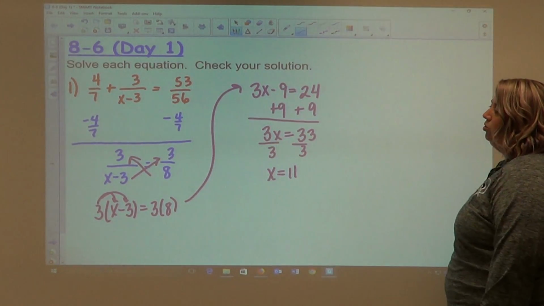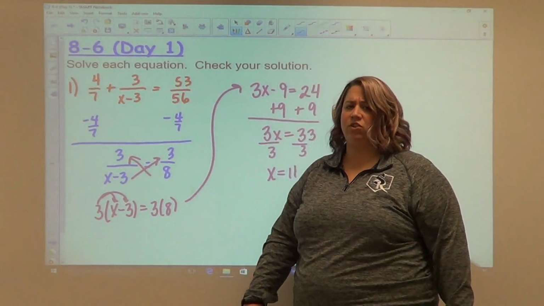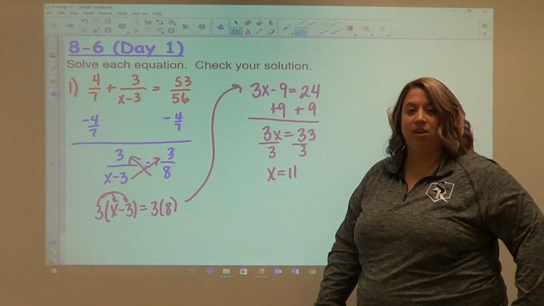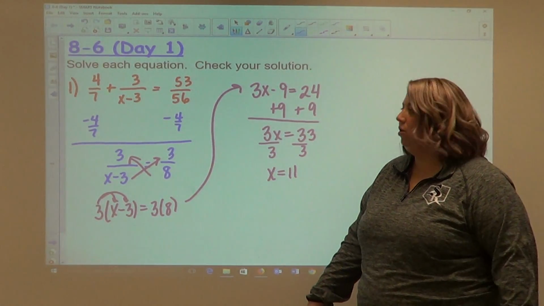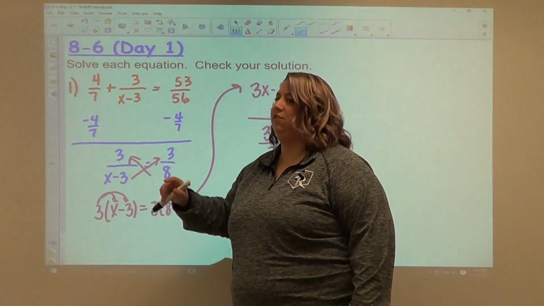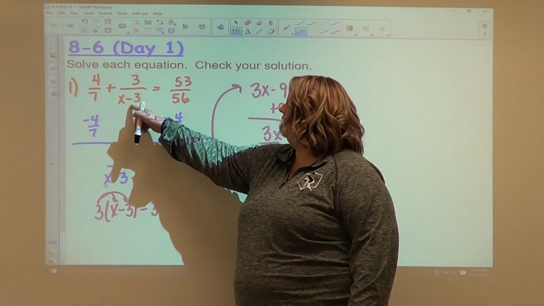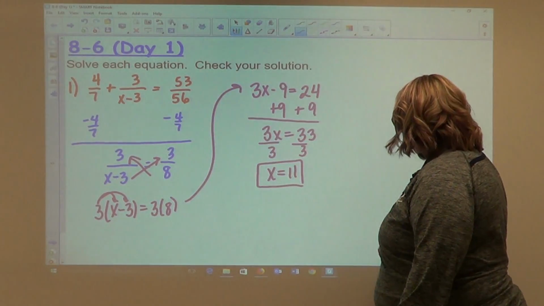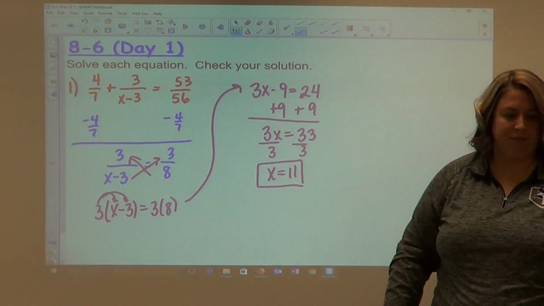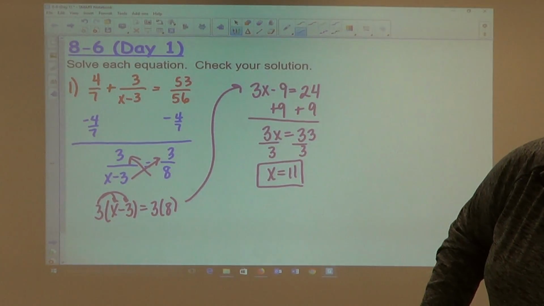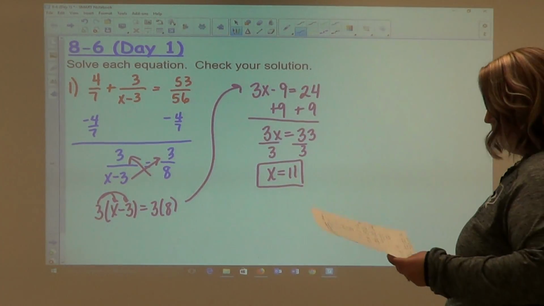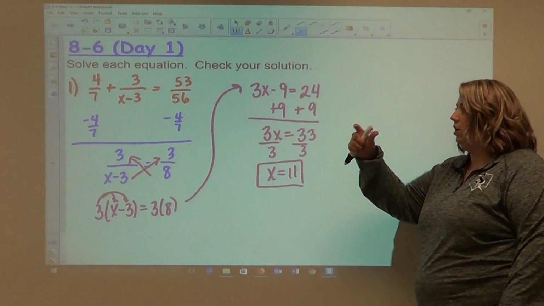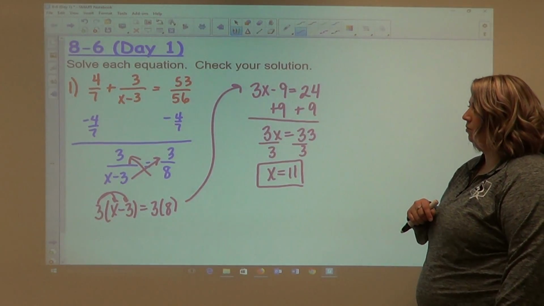Okay, check your solution. Here's what you have to check. You don't have to check the whole thing. You need to make sure it doesn't make any of the denominators 0, because you can't divide by 0. So my only fraction that has a variable in it is the second one, and 11 minus 3 is not 0. So that will be your answer. Okay, so that's what you do if you can get a fraction equal to a fraction.